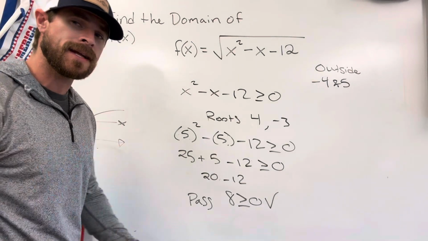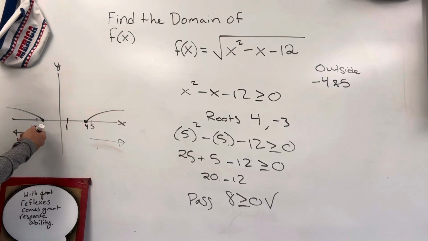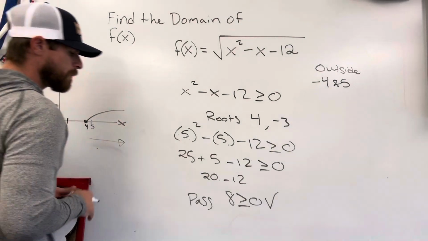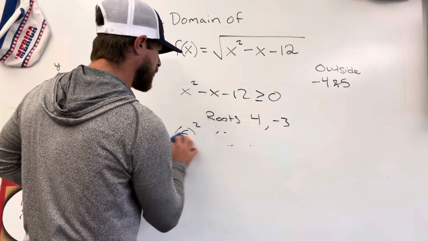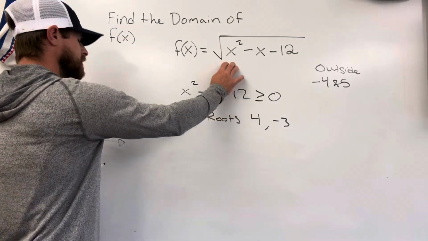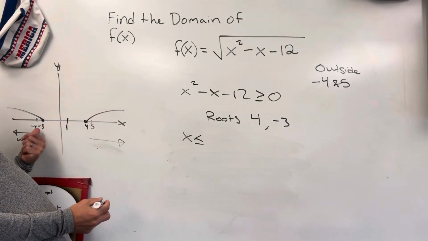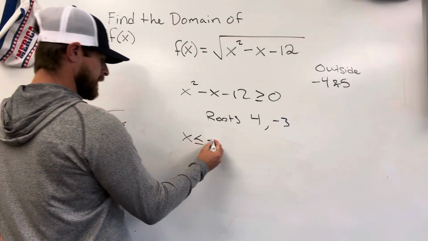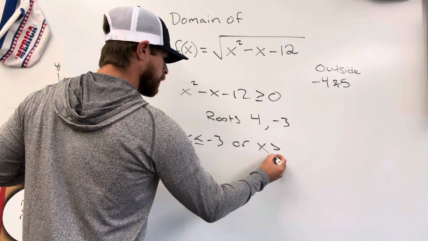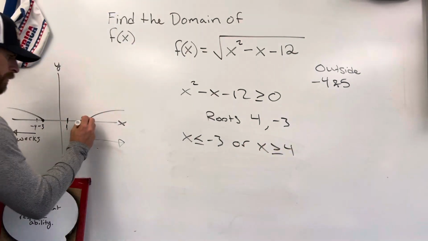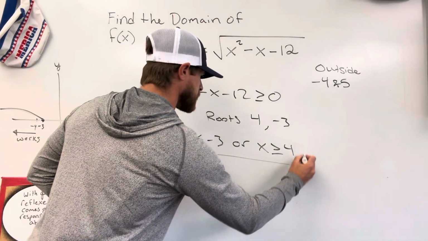So how do we give our answer as a domain? Okay, to the right of 4, to the left of negative 3. So our domain is going to be given. You can write it out a couple of ways. What are possible values for x that can be plugged into this function? x can be less than or equal to negative 3, numbers to the left of it, or x can be greater than or equal to 4, numbers to the right of 4. This is one way to give it as an answer.